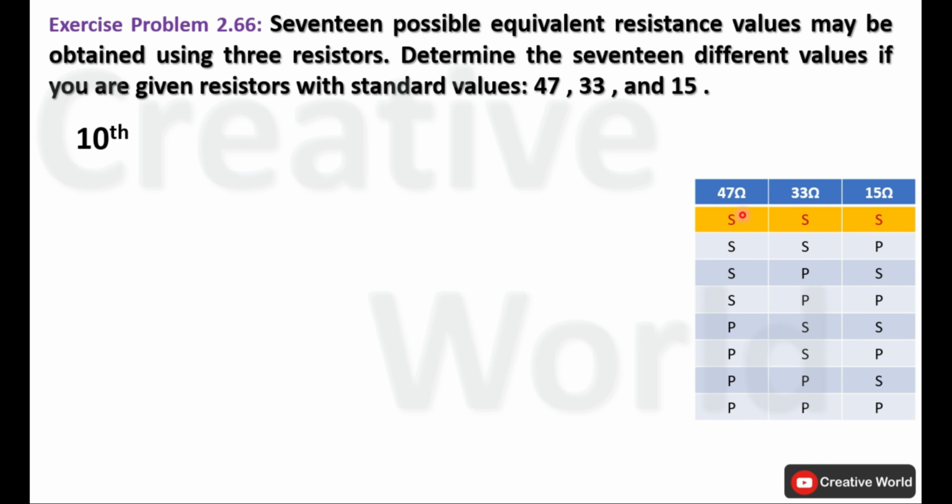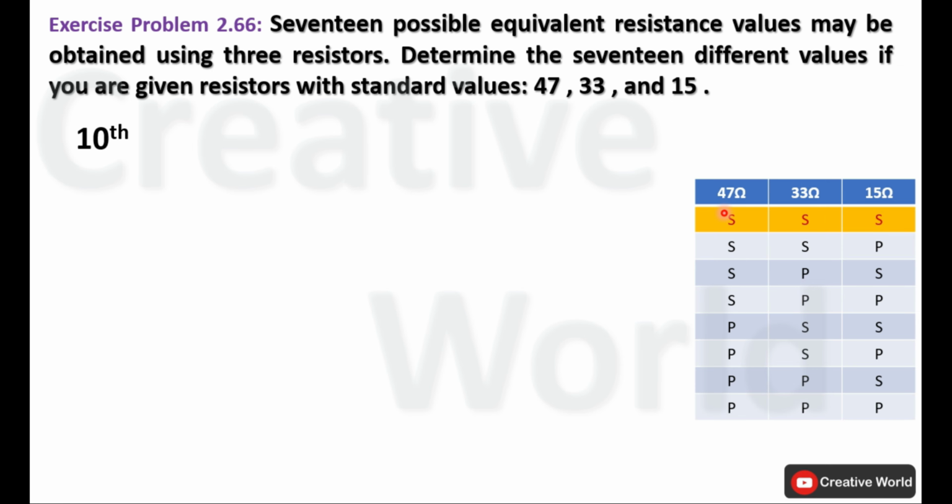In first entry, it is indicating that all of three resistances will be connected in series connection, while in second entry, it is indicating that 47 and 33 ohm resistances will be connected in series connection and parallel to 15 ohm. Similarly, in this entry, it is indicating that 47 ohm and 15 ohm resistances will be connected in parallel connection and both resistances will be connected in series to 33 ohm resistance. In upcoming 8 configurations, we will follow this table to make connections.